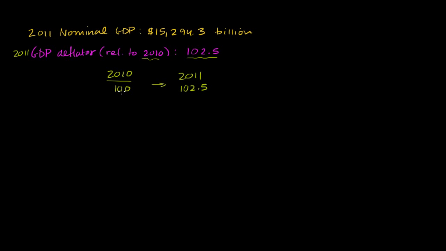Or another way to think about it is that the general level of prices, and we've already talked about this, this is not an easy thing to measure, but they've attempted to, that the general level of prices has gone up by 2.5%. Went from 100 to 102.5.